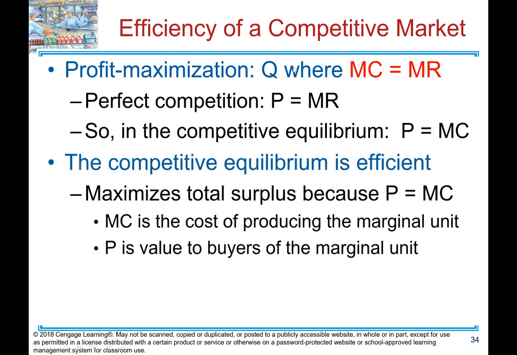Profit maximization: output where marginal cost equals marginal revenue. We have seen that before. Perfect competition is where price equals marginal revenue. So in the competitive equilibrium, price equals marginal cost. The competitive equilibrium is efficient, maximizes total surplus because price is equal to marginal cost. Marginal cost is the cost of producing the marginal unit. Price is the value to buyers of the marginal unit. So competitive farms are efficient.